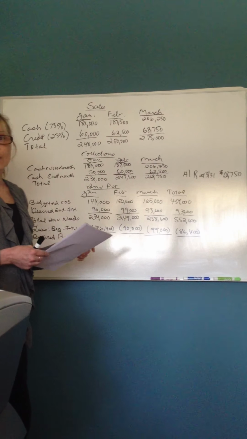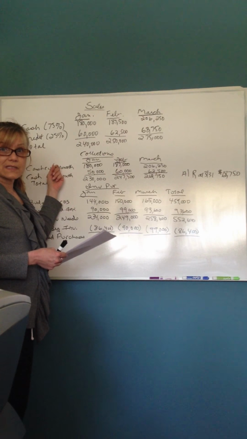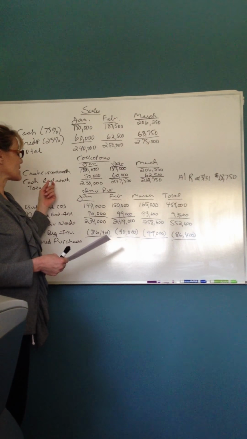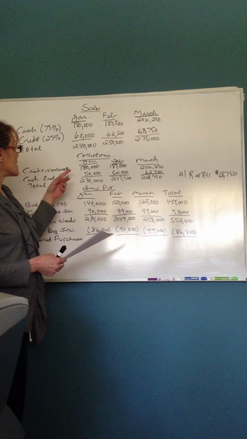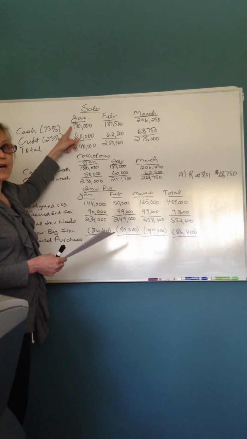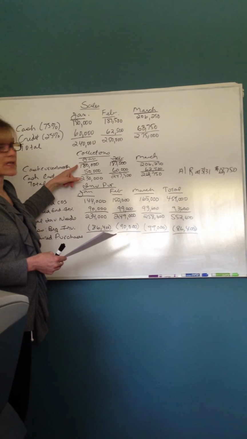Next, we're going to look at our actual cash collections. We're going to collect cash from our current month sales, right? Those that we made for cash. And then we're going to collect the cash from the previous month's credit sales. So in the month of January, we already know our cash sales, they were 180,000. So we can just move those down. Those are for our current month cash sales.